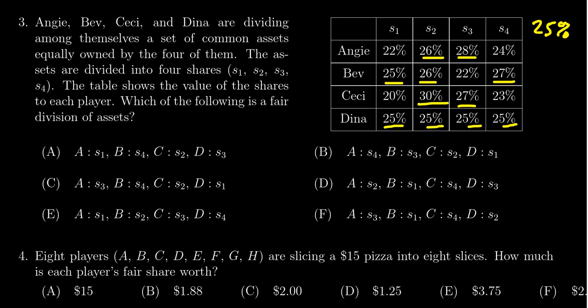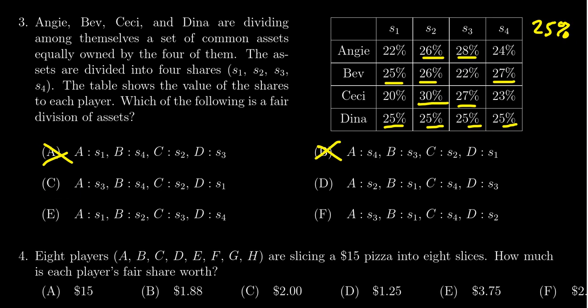All right, so we're going to look and see which of the following is a fair division of the assets. So for the first one, they want to give Angie share 1. Nope, Angie doesn't think that's a fair share, so that's not the possibility there. Look at the second possibility, B. They want to give Angie share 4. Again, Angie doesn't value that high enough, okay?